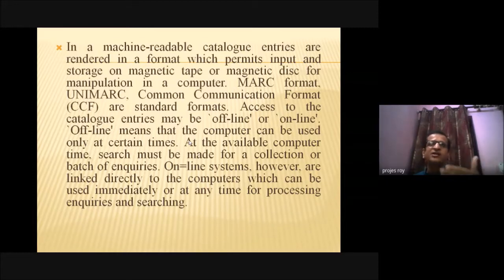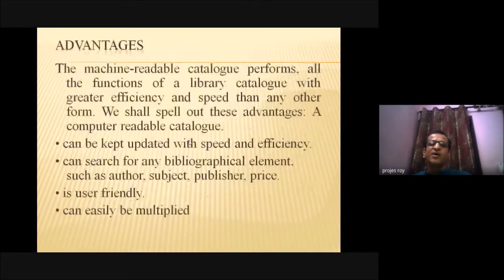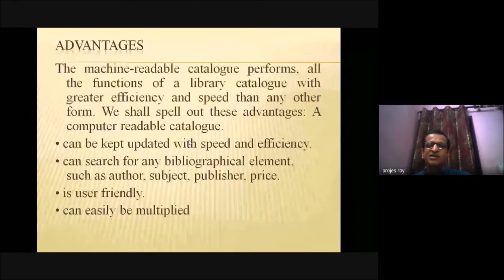And suppose you are using MARC format, if your library is MARC format oriented and we want to import some data, you can immediately connect with your library database, and the data will come up. Right? The advantage is that the machine-readable catalog performs all the functions of the library catalog with greater efficiency and speed than any other form.